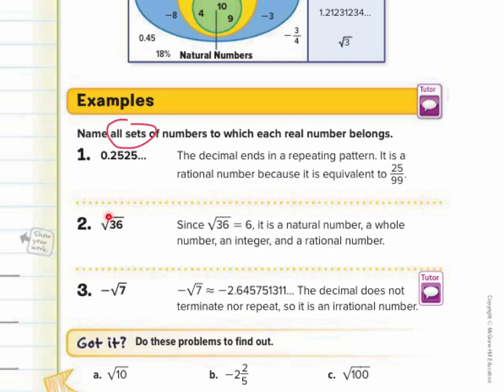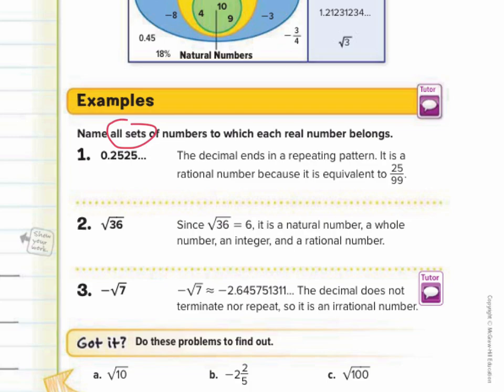The square root of 36. Now, don't be tricked here. The square root of 36 is 6. So it's a natural number, it's a whole number, it's an integer, and it's a rational number. What about the negative square root of 7? Well, that's approximately equal to negative 2.645751311... The decimal does not terminate, nor does it repeat, so it's irrational.